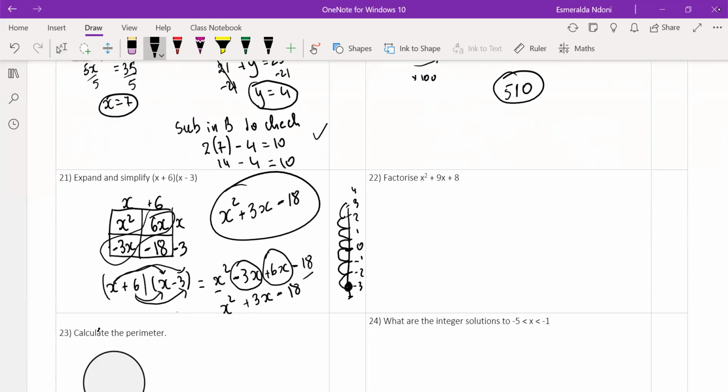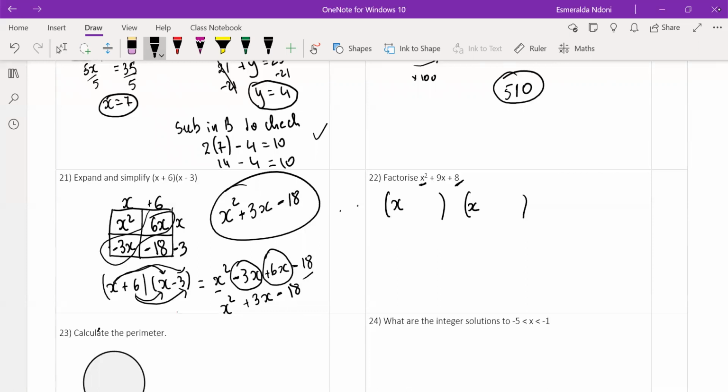Number 22, factorize. For factorizing, we need to do the opposite of expanding. So we need to have our question to end up like the one that we did in number 21. So we know that we have an x there and an x there because this is x squared. And the only way to get the x squared is if we have the two x's multiplied together.